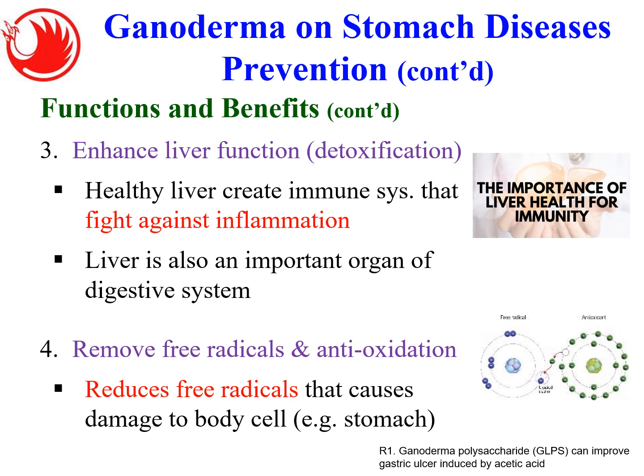And the last one would be remove free radical and antioxidant. Okay, reduce free radical. Free radicals are those unstable atoms that we need to remove from our body because they will damage our healthy cell. That's why you need to remove it.